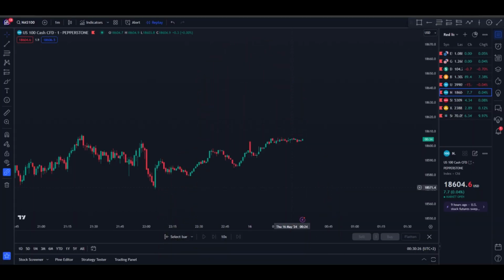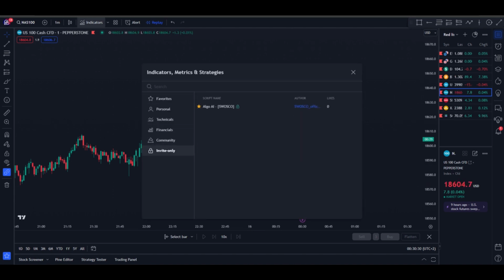After you're done with your purchase, open TradingView, go to Indicators, and then click on Invite Only. That's where you will find the indicator. Now open it to get started. It might take a minute to show up, so be patient.